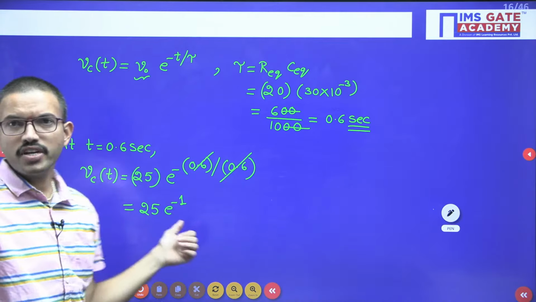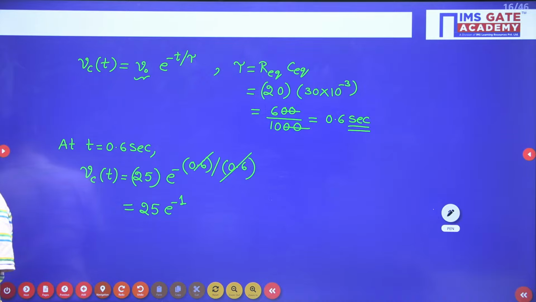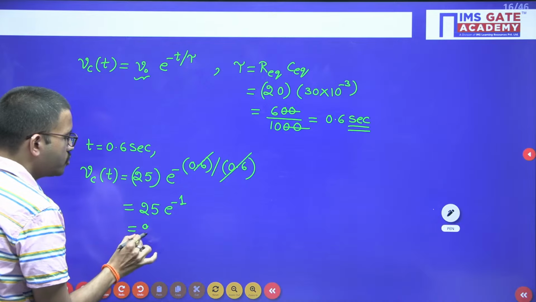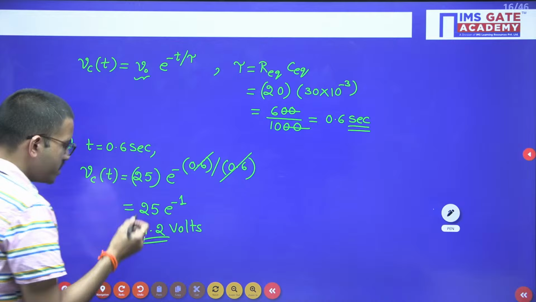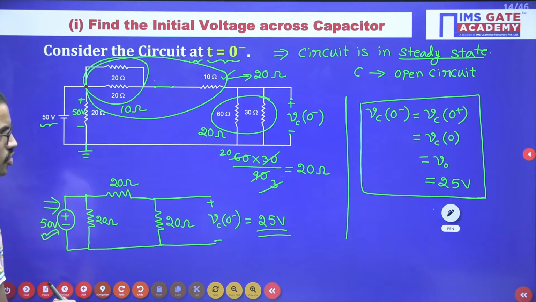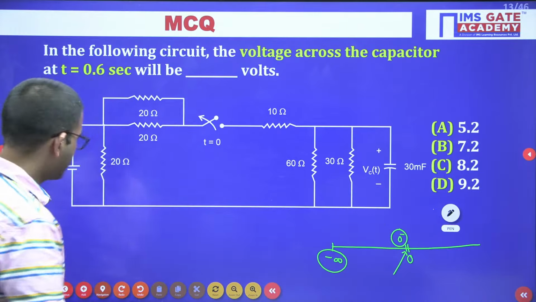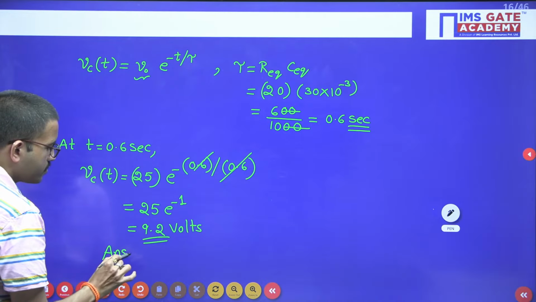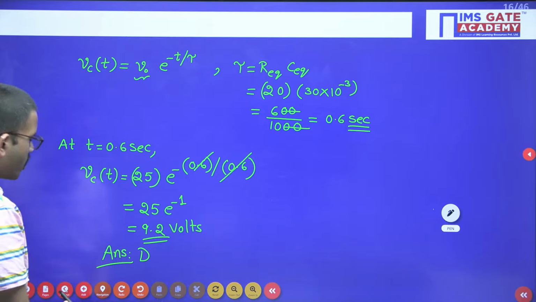All of you do the simplification, how much are you going to get? I hope all of you are getting 9.2 volts. So the answer for this question is 9.2. Just observe the given choices. 9.2 we have in option D. So option D is the correct answer. I hope all of you got the clarity.